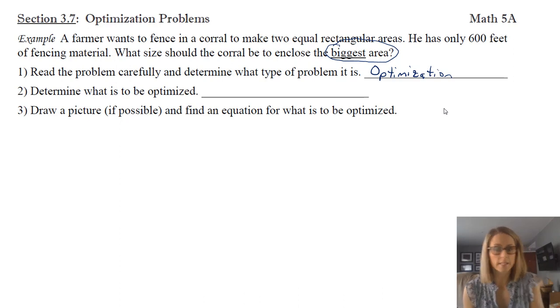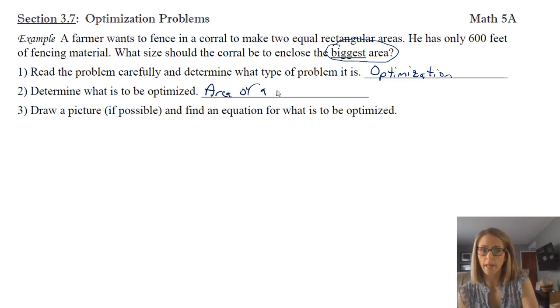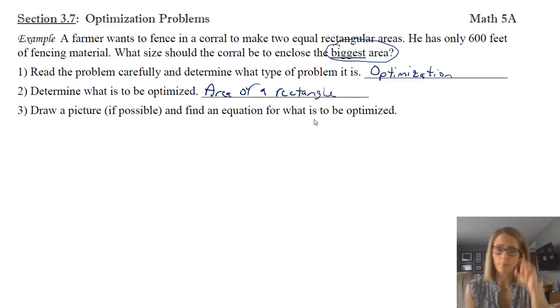And then the second step would be determine what's to be optimized. So notice that in this case, we're making a corral, which is a place where these animals are going to stay, and that they are being made 2 equal rectangular areas. So the only thing we need to know is the area of a rectangle. And these will be pretty common, area of a rectangle or a triangle. We'll see some other examples of things that may come up with optimization.